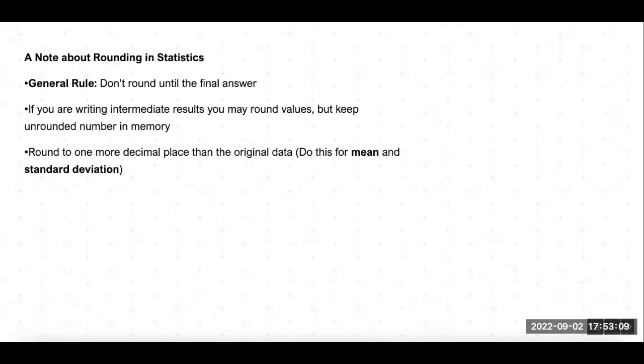Before we get into the example, I have a little note. Don't round until the final answer. If you're rounding intermediate results, you might get the wrong answer. Round only at the end. When you do round, round to one more decimal place than the original data.